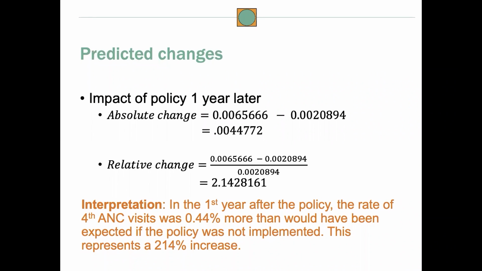And so we can say that in the first year after the policy, the constituency rate of fourth ANC visits was 0.44% more than would have been expected if the policy was not implemented. And this represents a 214 percentage point increase.